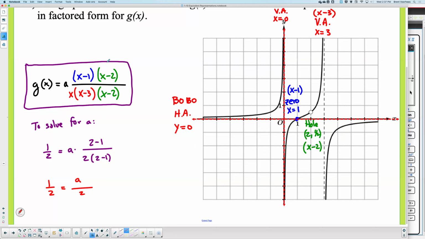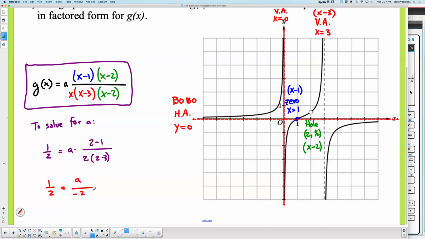Plug in a 2. Those cancel. 2 minus 1, 2 minus 3. That's where my mistake is. There we go. 2 minus 3. Sorry, I was like, I did something wrong. Okay, let's do this again. What's 2 minus 3? -1. 2 times -1 is -2. Okay, -2 goes down there.